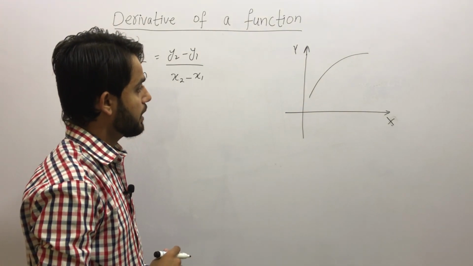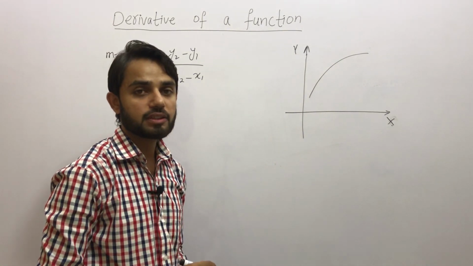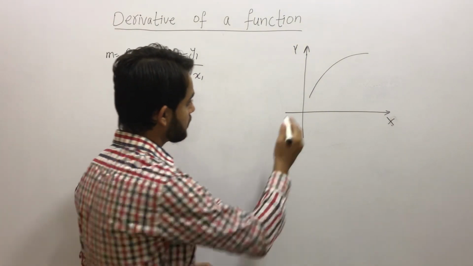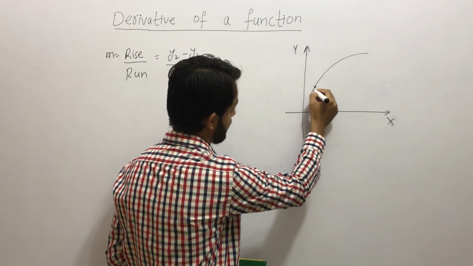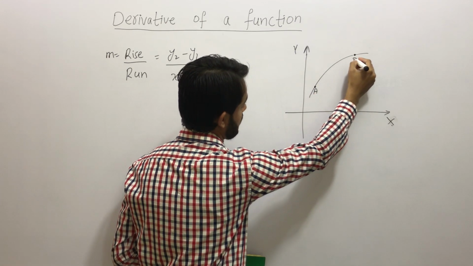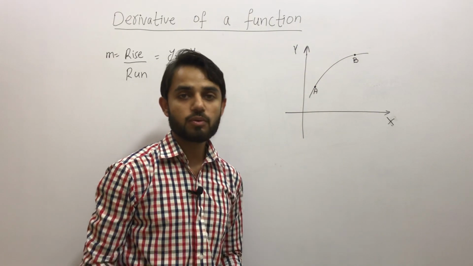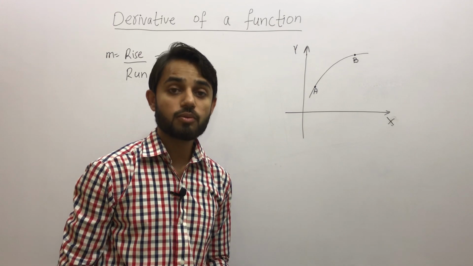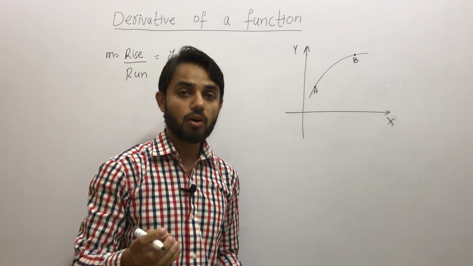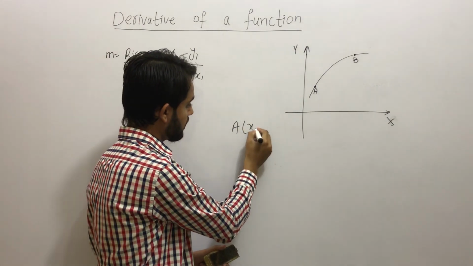Now we know that the slope is always defined between two points. So I am going to consider two points on this curve. Let's say that the point I am taking over here is A, and the point that I am taking over here is point B. And we also know that whenever we want to write the coordinates of any point on the xy plane, they are always written in the form (x, y).